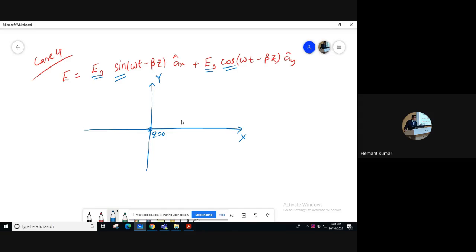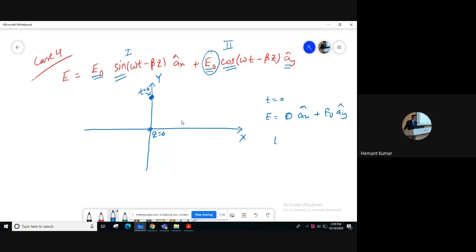So what is at t equal to 0? At t equal to 0, the first factor will be 0, the second factor will be maximum, E naught, and the direction will be ay. So at t equal to 0, we will get E naught ax plus E naught ay, right? So it means we are getting this value at t equal to 0.